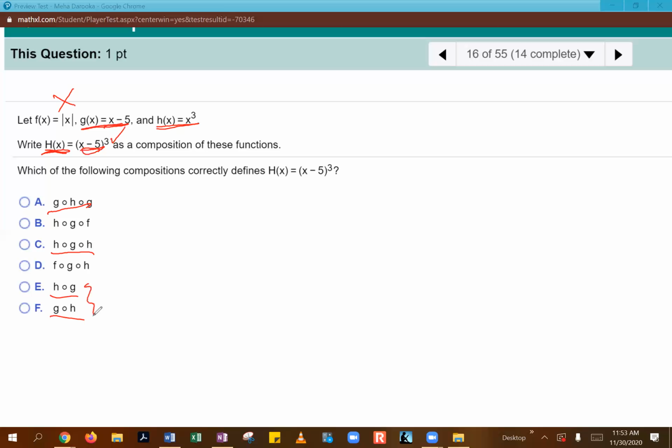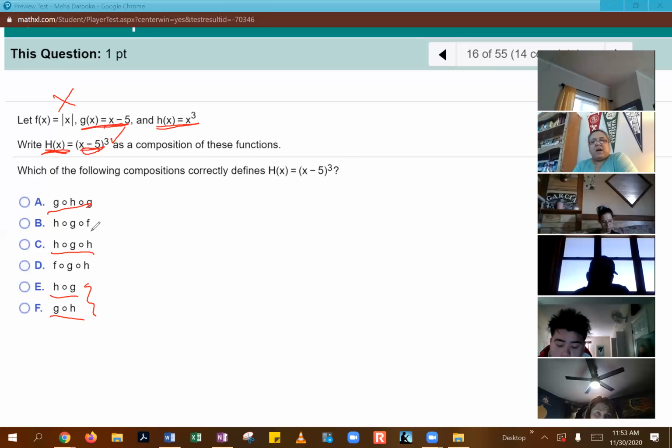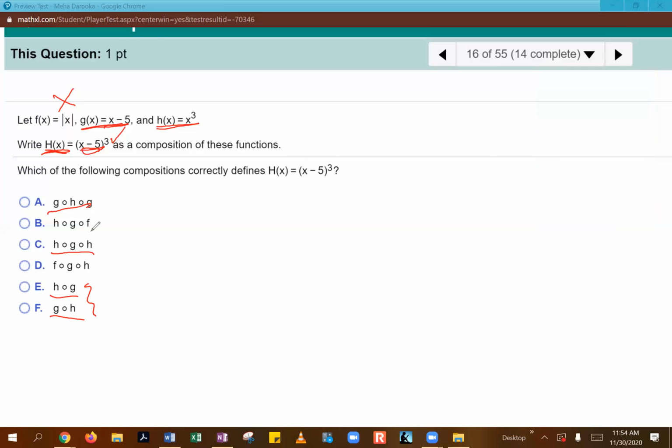I would probably start with these two and see if any of those would work before I move on to the ones with the 3 compositions. So which one do you think would satisfy your equation for capital H over here? Part E or part F? And if it's neither one of those, then we'll move to the others. Katie, you're going with F. Okay, so let's take a look at that.